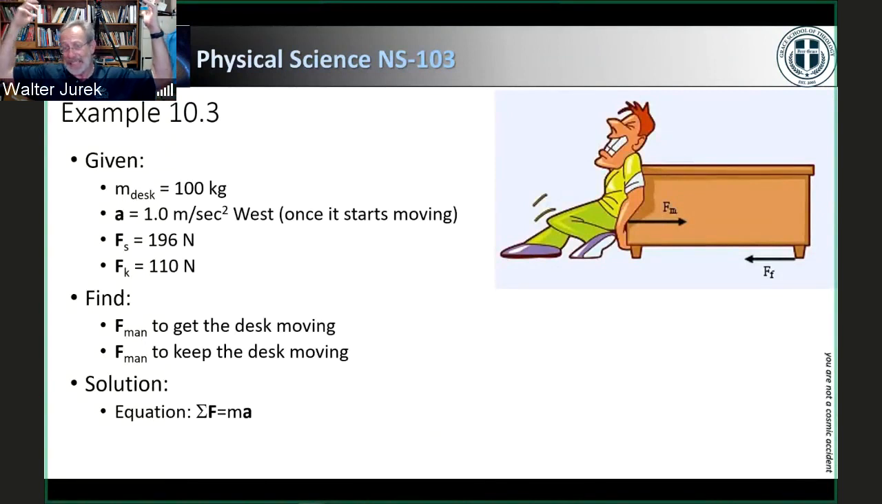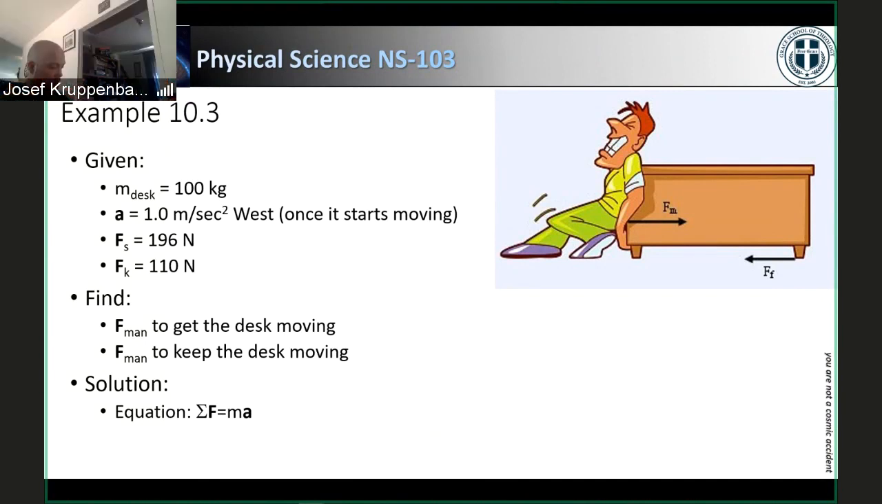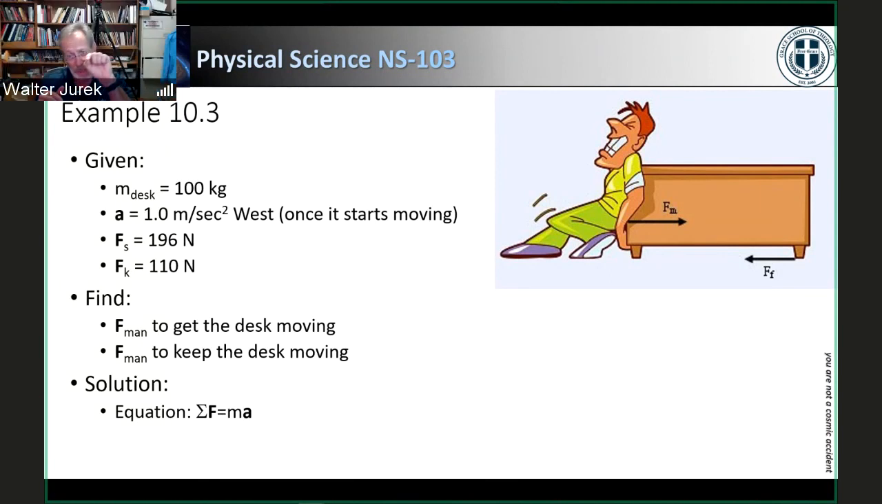Then he does example 10.3. And you're going to see a pattern here, right? We're going to use Mr. Newton's second law again. But let's look at what they gave us. They gave us the mass of the desk. They gave us A, the acceleration. Oh, there's that two types of friction showing up. We got static with the little F with the little S. And then we got kinetic friction, the little F with the K.